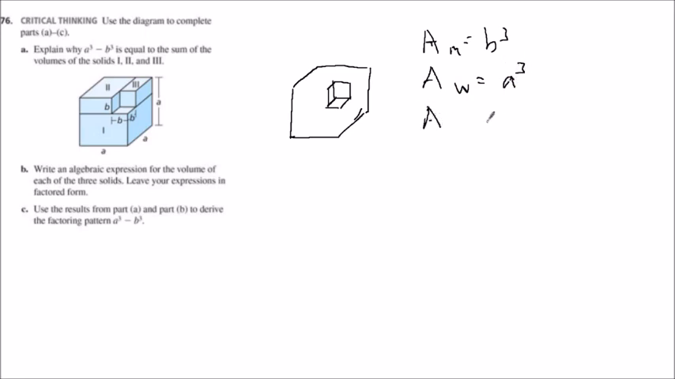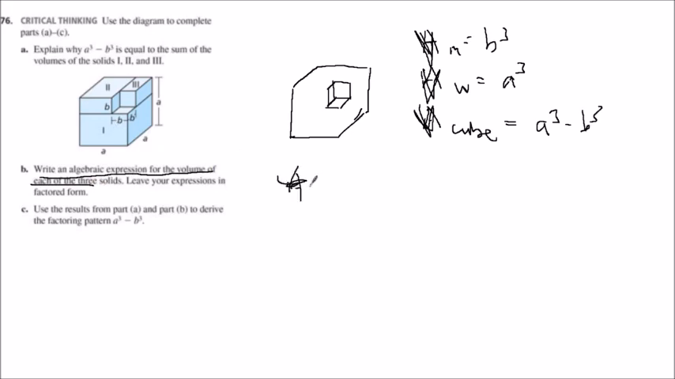The volume of the cube is a cubed minus b cubed. Simple. So I have to write an algebraic expression for the volume of each. So it's just finding the volume of each of the solids. The volume of the first solid is just this part right here. That's the volume of the first solid.